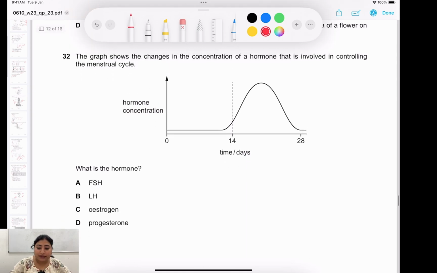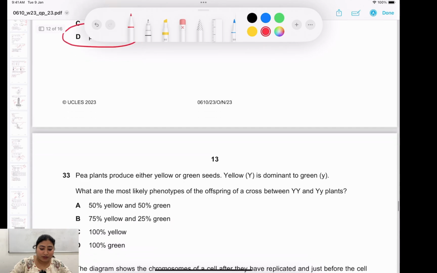So here, the correct option would be, see, in the first 14 days you don't see a spike, so it's not estrogen. You don't see a spike here, so it's not even LH. Okay, and you don't see a gradual increase like the FSH does, so that's also not FSH. The only hormone which actually spikes up in the second half of the menstrual cycle is progesterone. So the correct answer for this one is progesterone.